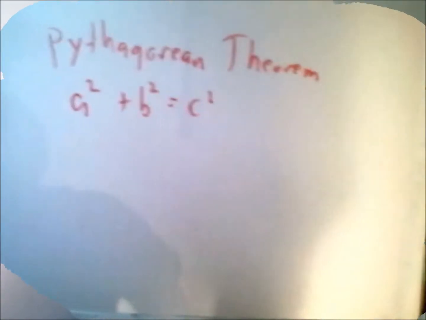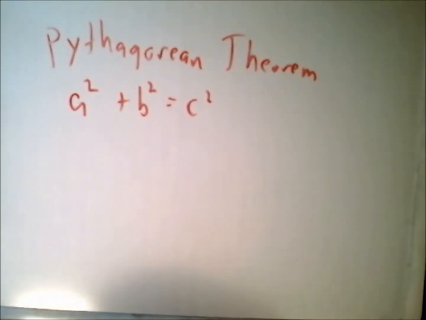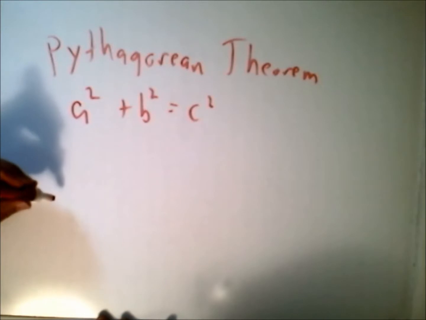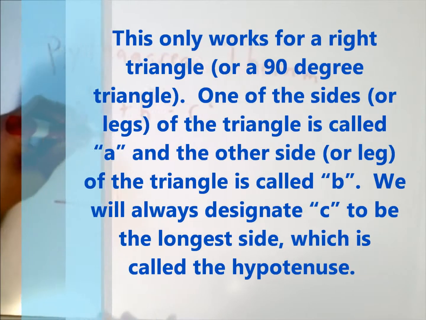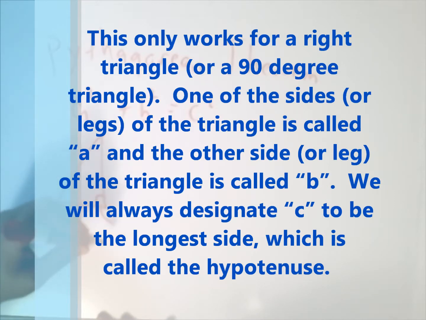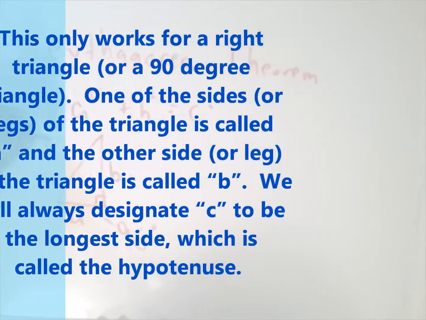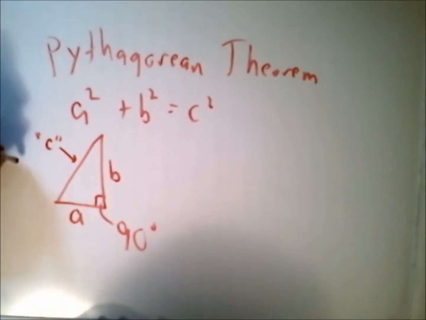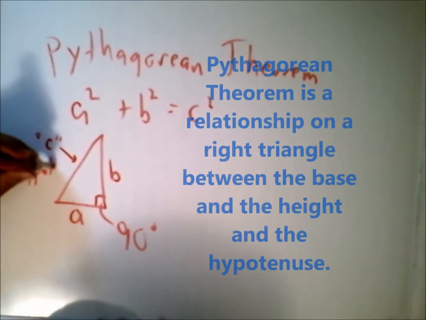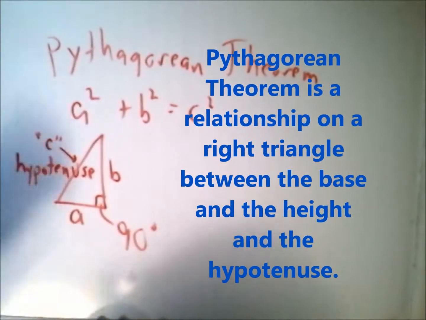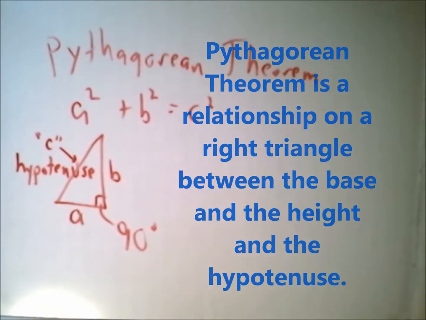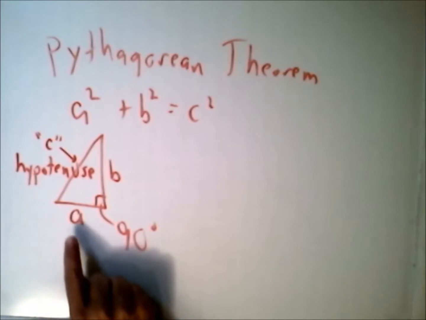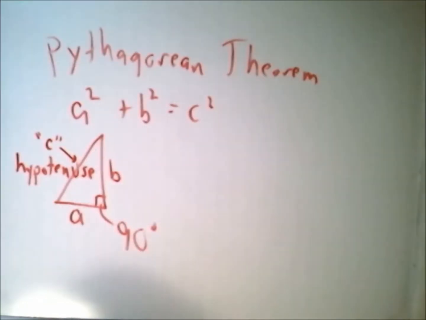So the Pythagorean theorem, and this only works for a right triangle. If I have a right triangle, what I'm talking about is a triangle that looks kind of like this. So the right triangle means it's 90 degrees. And we usually call one of the sides A and one of the sides B. And we will always designate C as the longest side, which is also called the hypotenuse. So the Pythagorean theorem is a relationship on a right triangle between the base and the height and the hypotenuse.